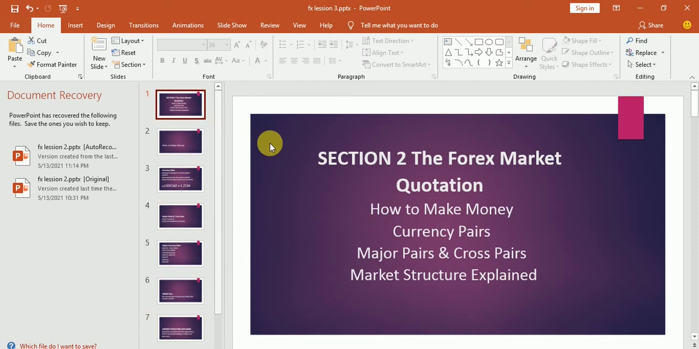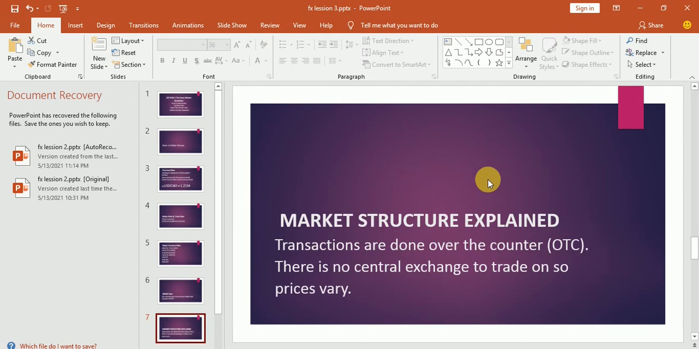From our list, we have talked about this. We have talked about this as well. We have talked about this. We are now moving to the market structure explained. Okay, let us talk about the market structure. We say that in forex market, transactions are done over the counter, known as OTC. So because of that, there is no central exchange to trade on. So prices vary in forex trading.